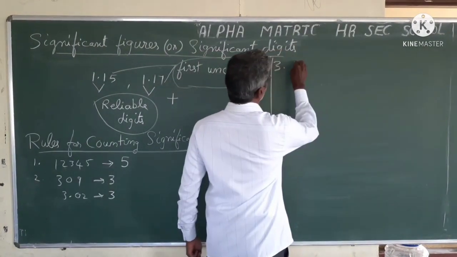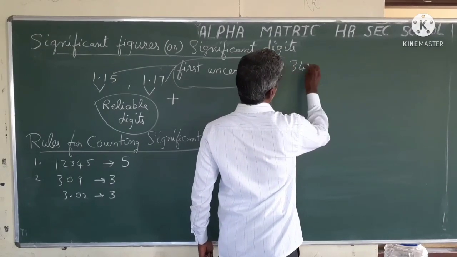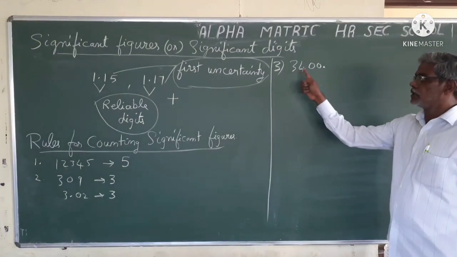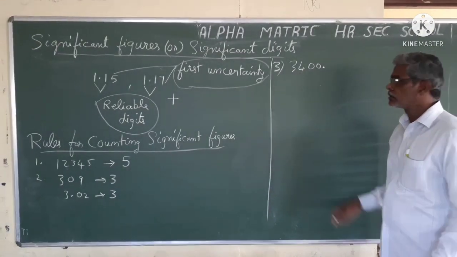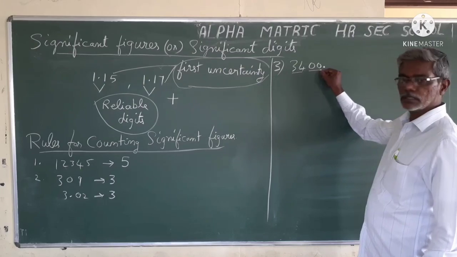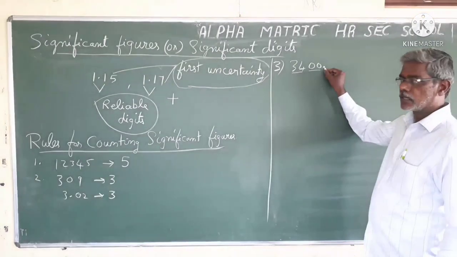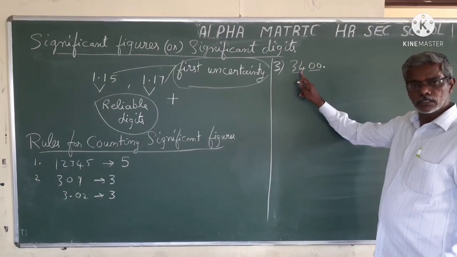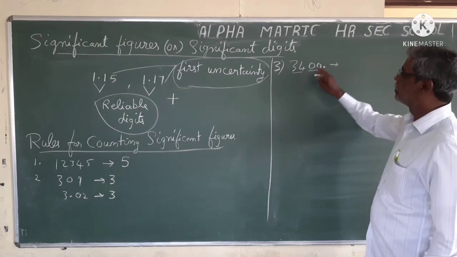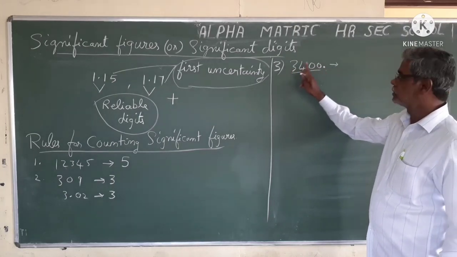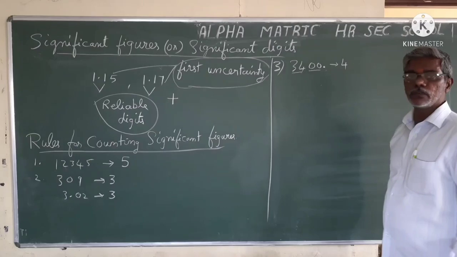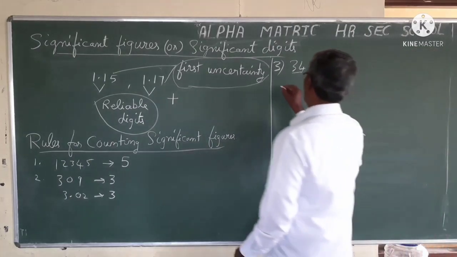Third rule. Now you consider this number, 3400 with a decimal point. Here there are 2 non-zero digits followed by zeros with a decimal. In that case, you must include all the digits. So what will be the significant figures? 1, 2, 3, 4. The significant figures is 4. Clear?